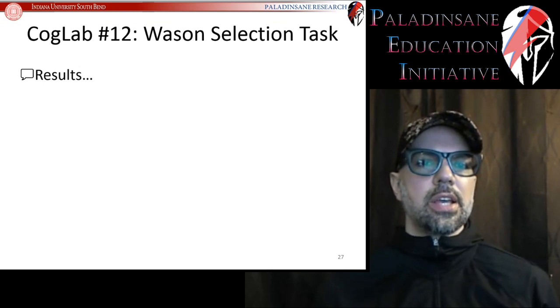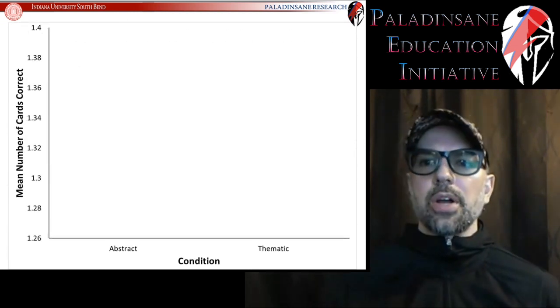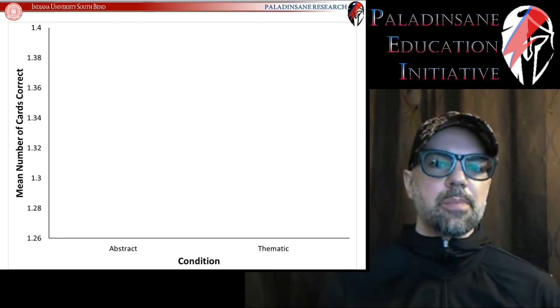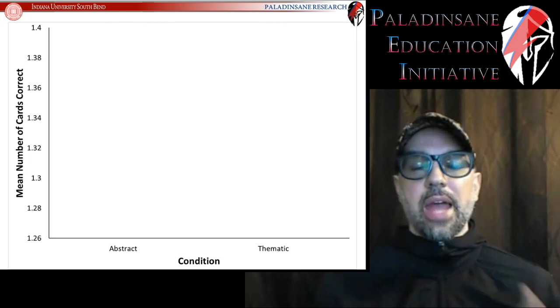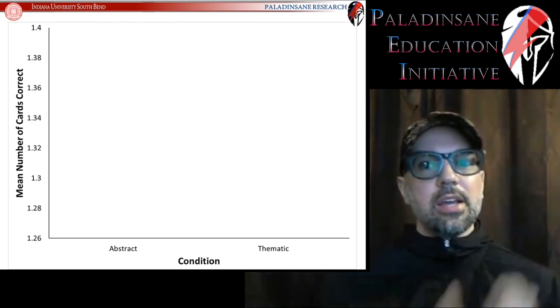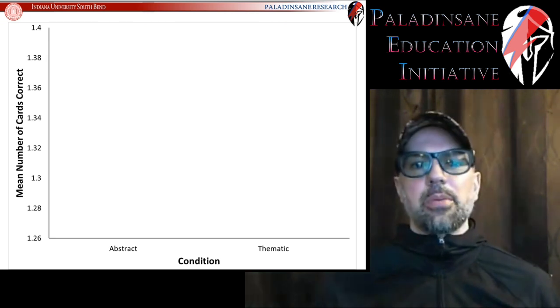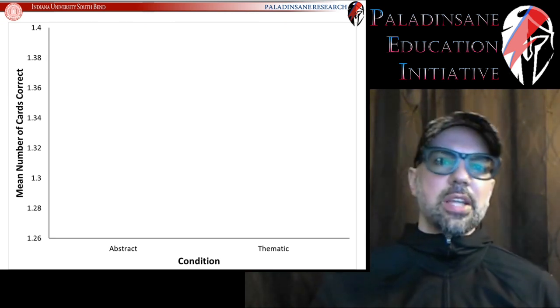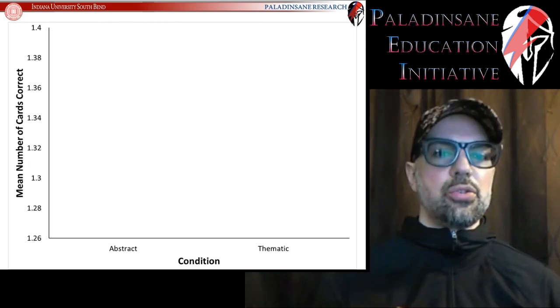Let's take a look at the results. So here we have on the x-axis the type of question that was being asked, or the type of syllogism. Was it an abstract syllogism or was it a thematic syllogism? Abstract, can't use world experience. Thematic, you could use world experience. And then on the left side, we have the mean number of cards correct. And basically, the higher the bar goes, the more correct answers, the more correct cards you chose.